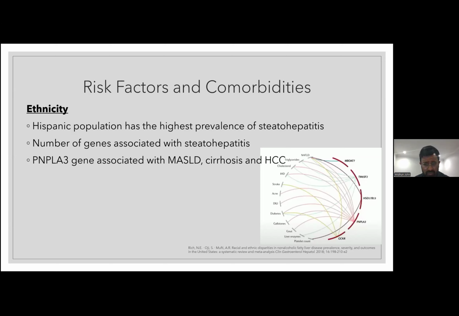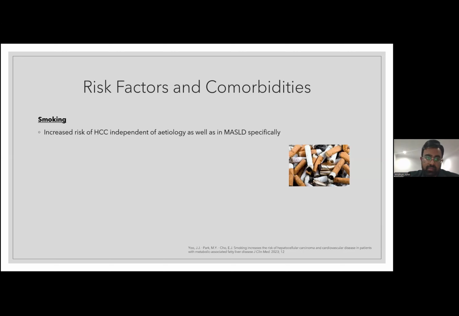So these polygenic risk scores have essentially been developed in order to assess the likely risk of developing MASLD. There are hopefully a lot of treatment guidelines that are going to come out for these genetic associations in the future, but that is still underway. The next one is smoking. You're at an increased risk of hepatocellular carcinoma, independent of etiology, as well as MASLD specifically.